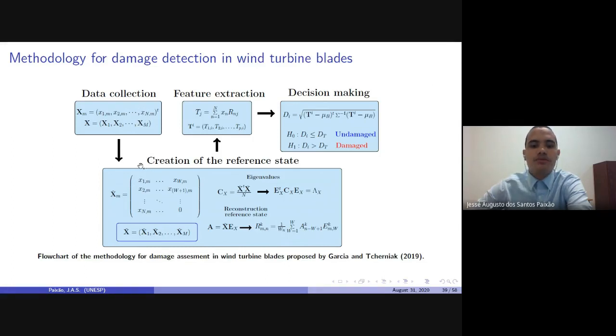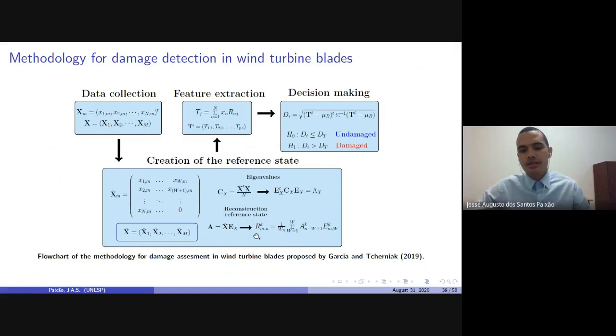Then the second step is the creation of the reference state, where you take just the signals acquired from the healthy condition, or the reference condition, to create the reference state. In this case, we start by creating an embedded matrix from this X matrix of each element, with W lagged copies of the signal, which is represented by this matrix. And for each element of our matrix X, we obtain an X hat matrix. Then we make the decomposition of this matrix in order to extract the principal components of our data that we use to project our data.